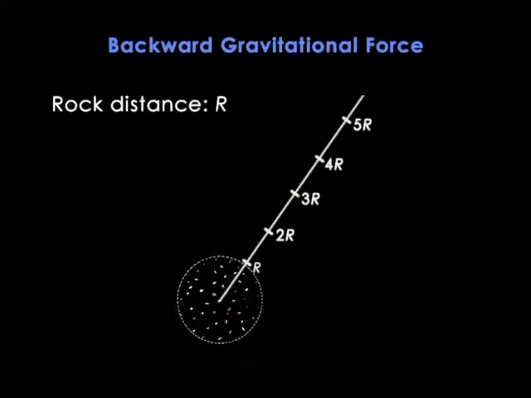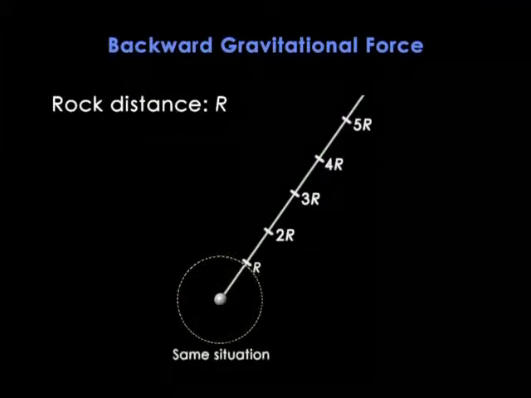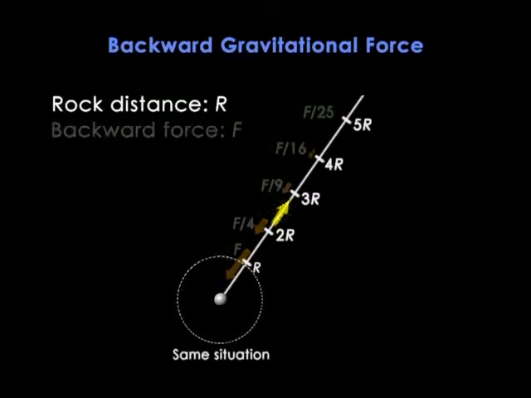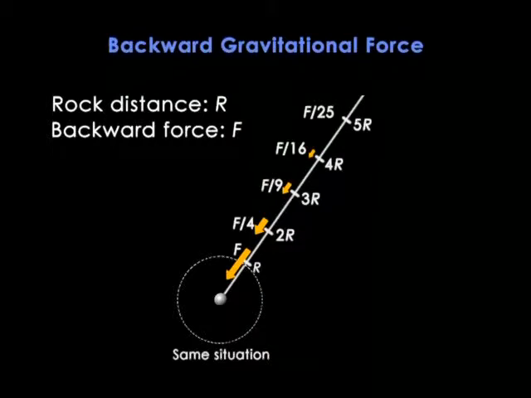It turns out it's exactly the same as if all the rocks were at the centre, and it has the famous inverse square law, decreasing in strength with distance. Here are the forces shown as arrows. They point backwards and quickly get weaker. At double the starting distance, the backward force is a quarter as strong. At triple the distance, it's a ninth as strong, and so on.